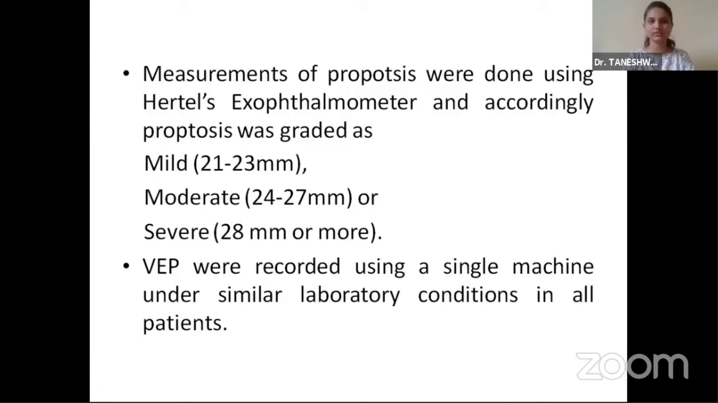With Hertel's exophthalmometry, the proptosis was graded into mild, moderate, and severe, where mild was 21 to 23 millimeter, moderate was 24 to 26 millimeter, and severe was more than 26 millimeter. This is the VEP report. Here we obtained the results.